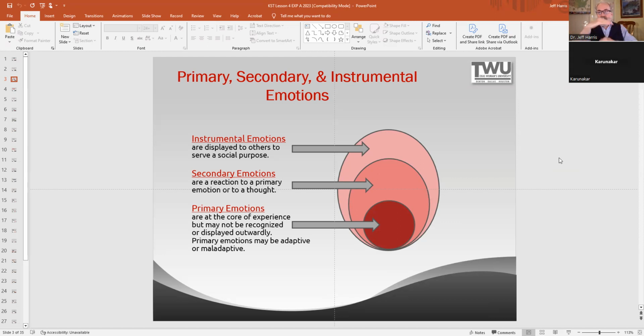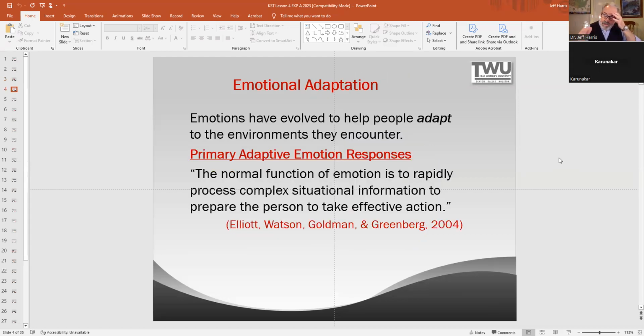So we want to think about those layers, and so part of our work in exploring emotions is moving from those surface layers that may be instrumental or secondary down to those primary emotions. So we also said that emotions can be adaptive or maladaptive, and let's spend a few minutes talking about this idea. So I like to ask the question, what is the purpose of emotions? And the answer is emotions have evolved to help people adapt to the environments they encounter. So the target is these primary adaptive emotional responses.